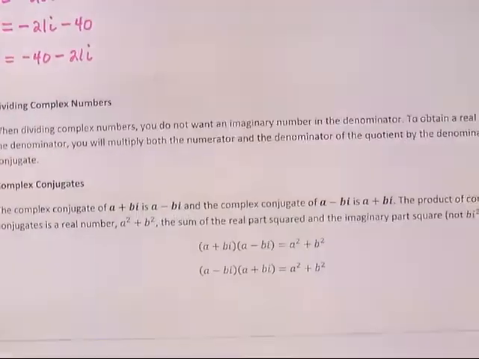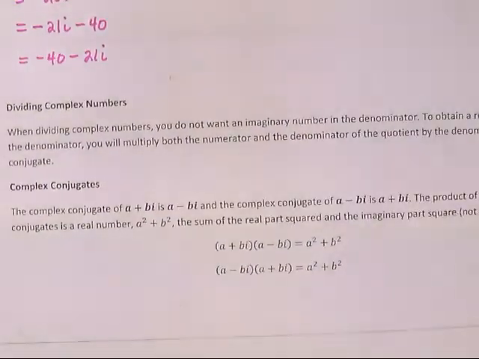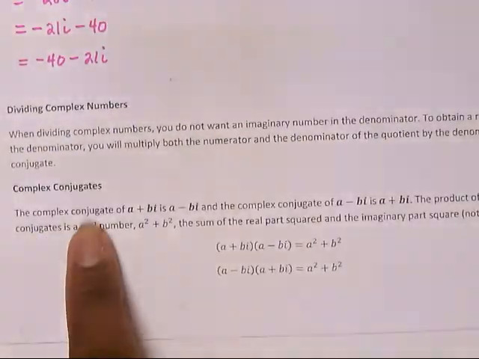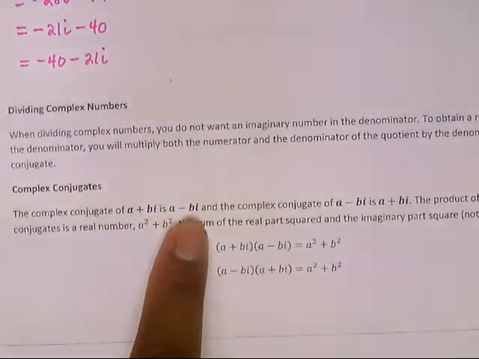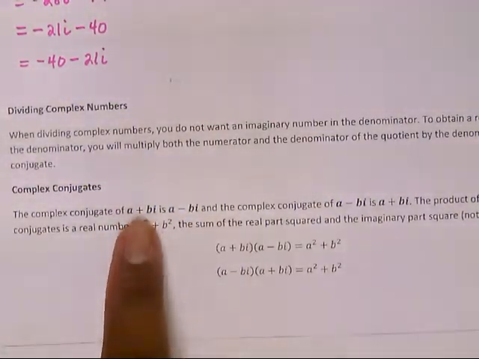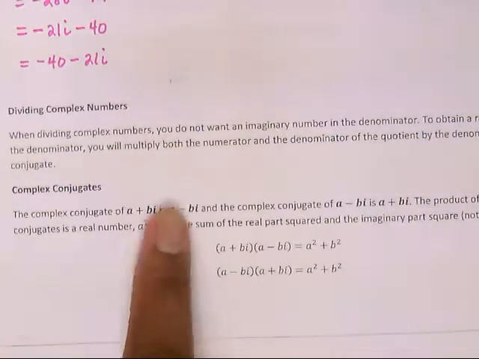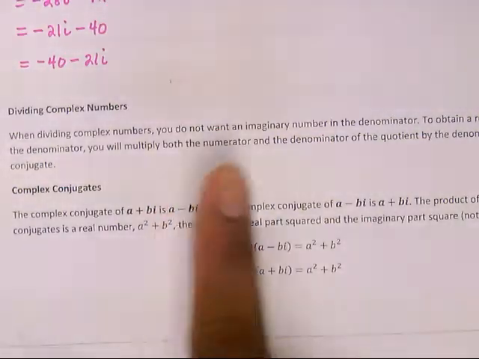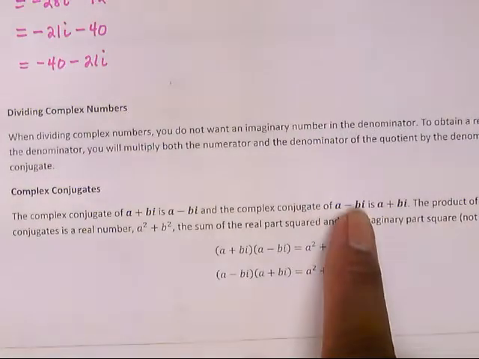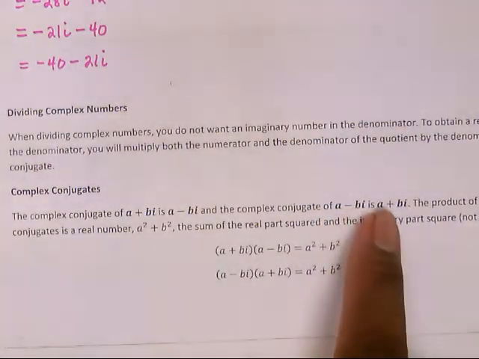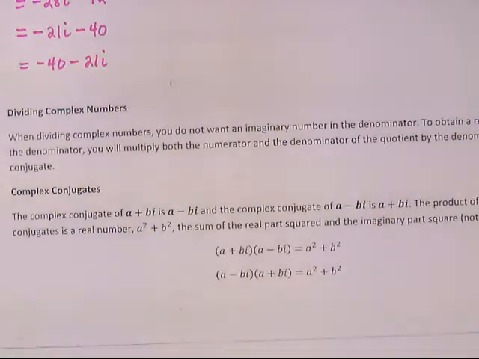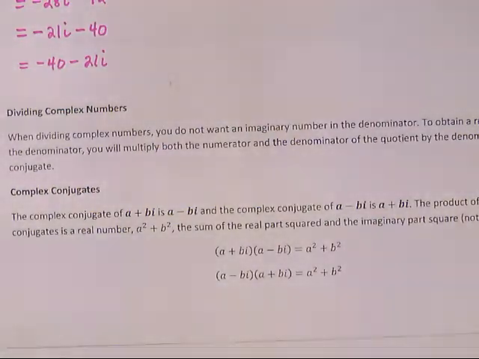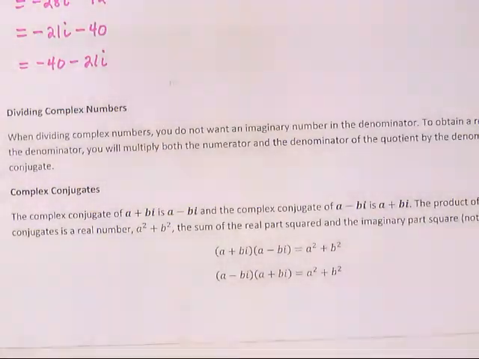Now, what do we mean by conjugate? If we have the complex conjugate of a plus bi, it's just simply going to be a minus bi. Here we just change the operational symbol from a plus to a minus. And also, for a minus bi, its complex conjugate will be a plus bi. We just change the minus sign to a plus. So in other words, we're just changing the operational symbol to the opposite.